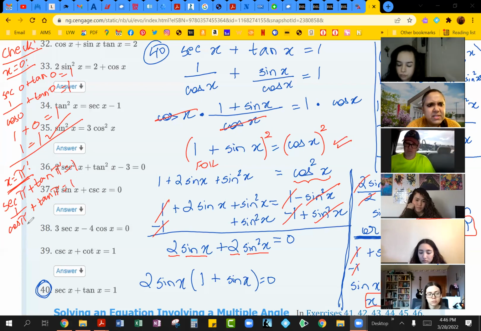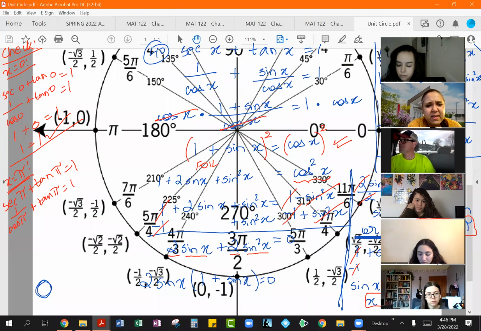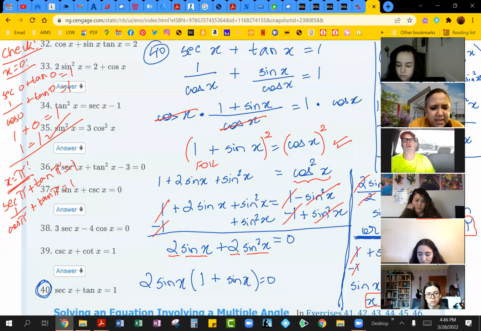And again, you can use the unit circle for that. I mean, you can see cosine of pi gives you -1. So 1 divided by -1 will obviously give you -1 here. Tangent of pi is still going to be 0. So you are actually getting -1 equals 1, which is not a true statement. So pi is not the answer.